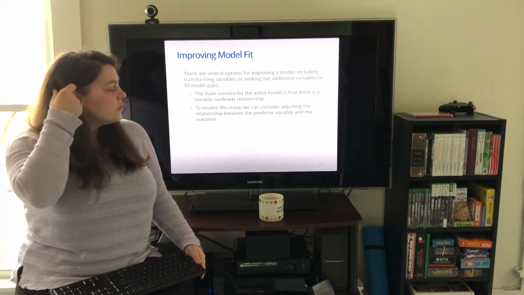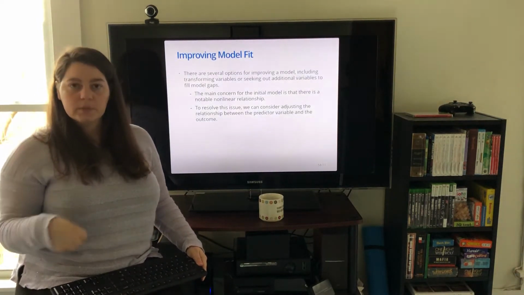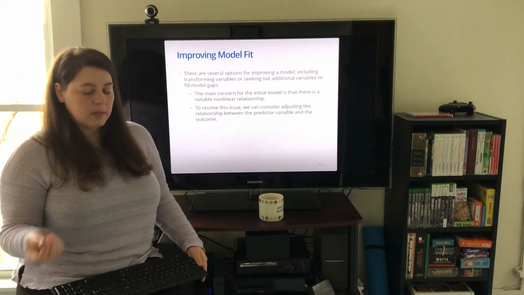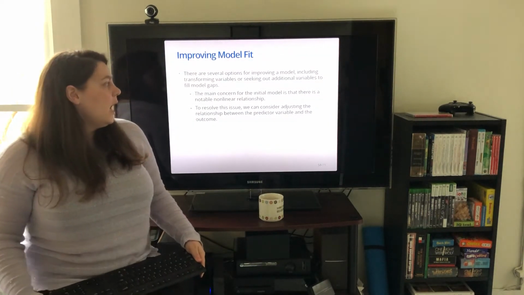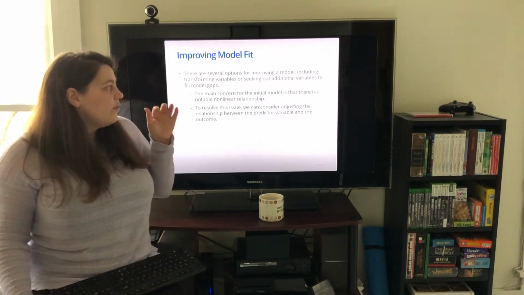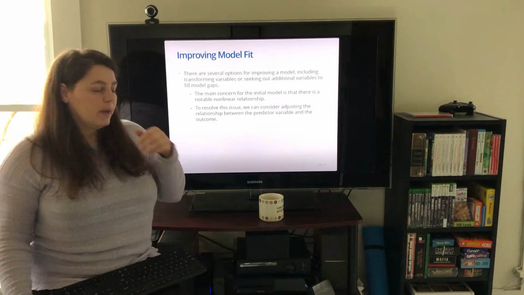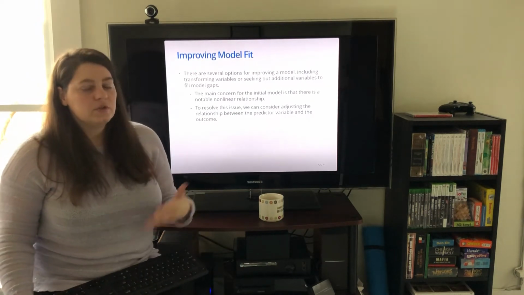Okay, so this whole time we've been talking about multiple linear regression. We've been talking about ways to get really good models. If you don't have a great model, if your data isn't giving you a great model, there are a couple of things you can do to try and get it better.